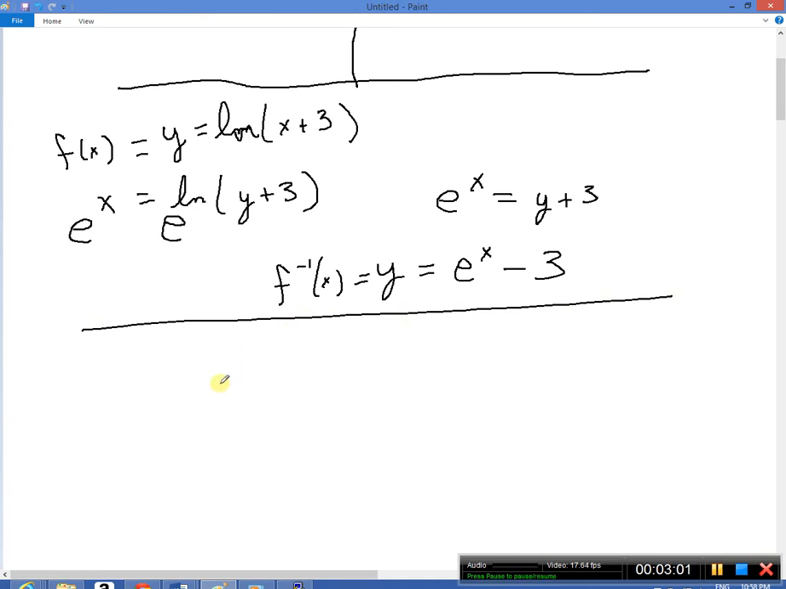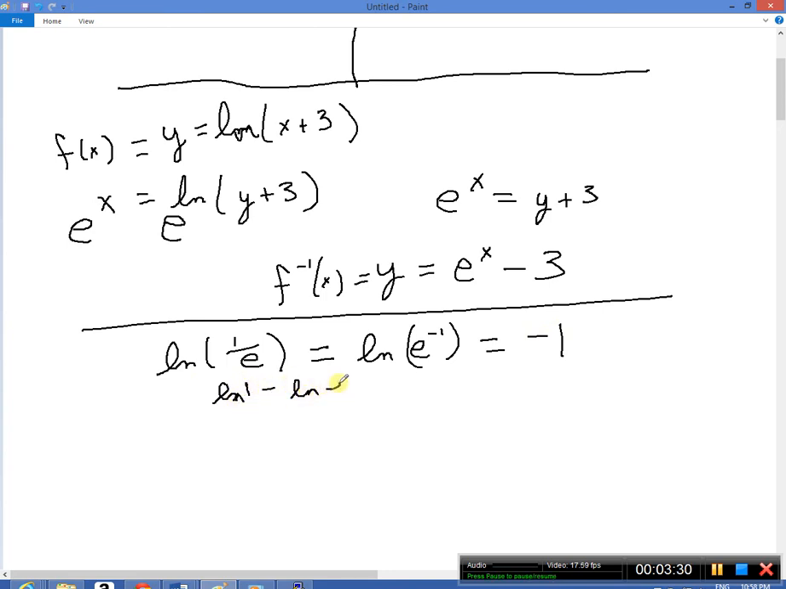And then number 3 is to find the exact value of 3 things. The log of 1 over e. There's a bunch of ways to do this one. The easiest way is log of e to the minus 1, and then realize that the log and the exponential function are inverses of each other, so they kill each other, leaving you with minus 1. You could also do the log of 1 minus the log of e, and know that the log of 1 is 0, and the log of e is 1, and so you get minus 1. Same thing. There's other ways to do this as well.